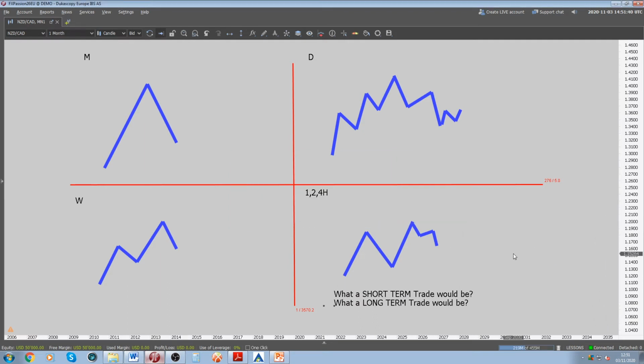So 1 hour, 2 hour, 4 hour chart, what would be a short-term trade? Long or short? And what would be a long-term trade? You can say short-term long, long-term short. You can say short-term short, long-term short. You can say short-term long, long-term long. And you can also say short-term I don't know, long-term I have no clue. Fair point. We are here to learn.